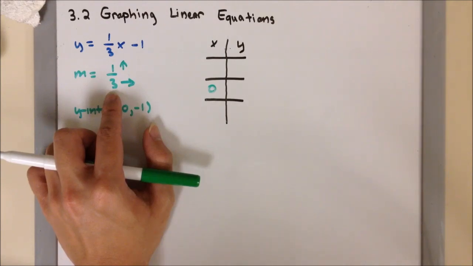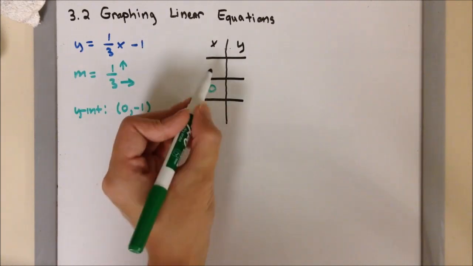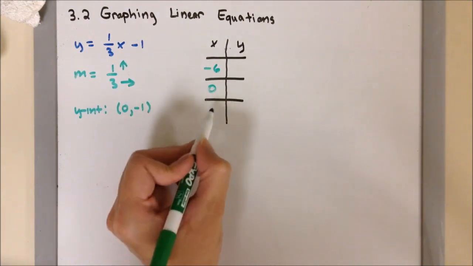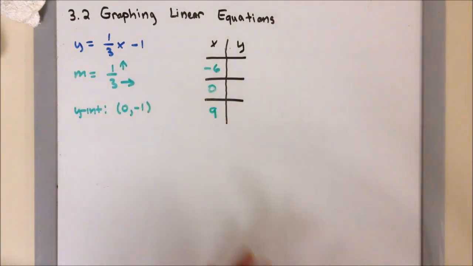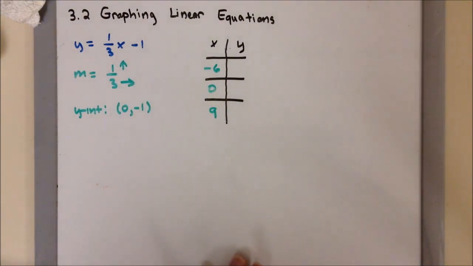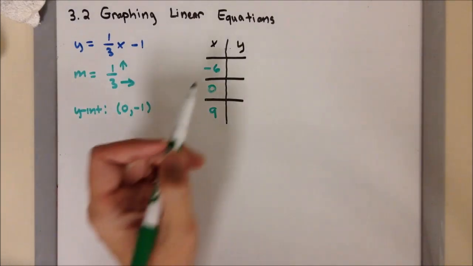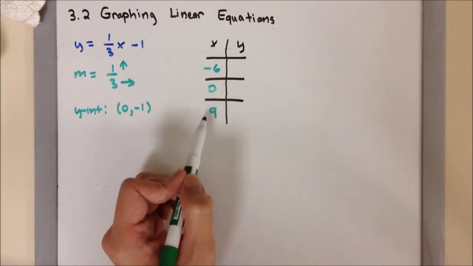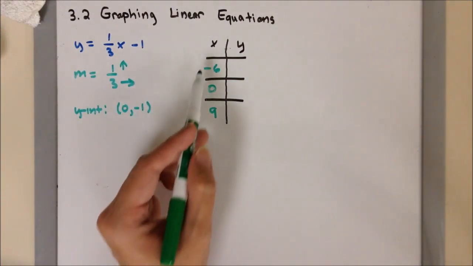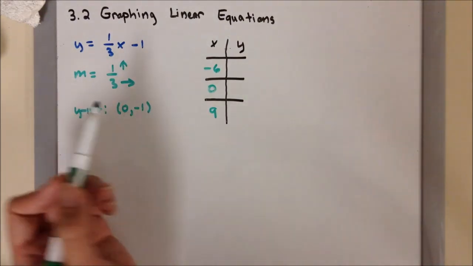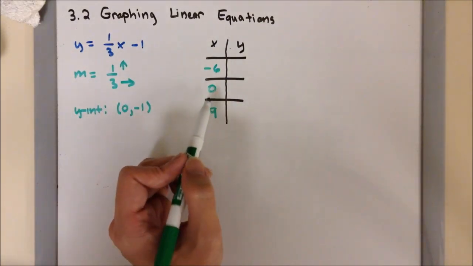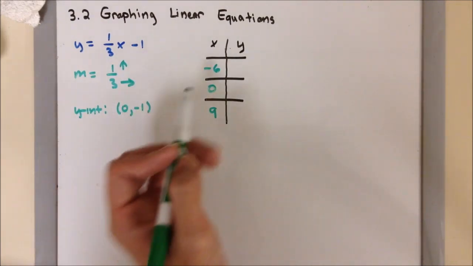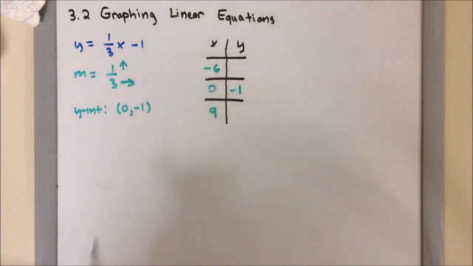So one you can try is -6. And the other one, you can do positive 9. These are examples. You are free to use any other numbers that are divisible by 3. I chose a -6, one number that's negative, and 9, one number that's positive. These two numbers are divisible by 3. Now, I don't have to do any work for when x equals 0 because that's our y-intercept, so I'm going to write my y value, -1.